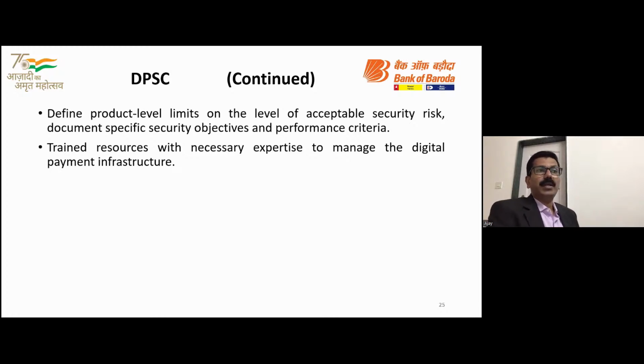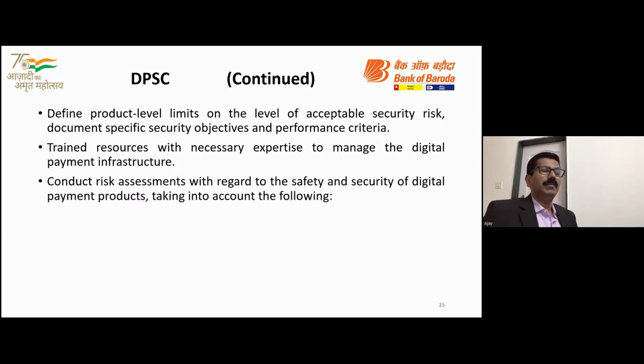Define the product level limits, the level of acceptance of security risk, document the security objectives, and the performance criteria; that also should be covered. Trained resources are a mandate. Necessary expertise is required to manage the payment. All the banks have to ensure these controls.